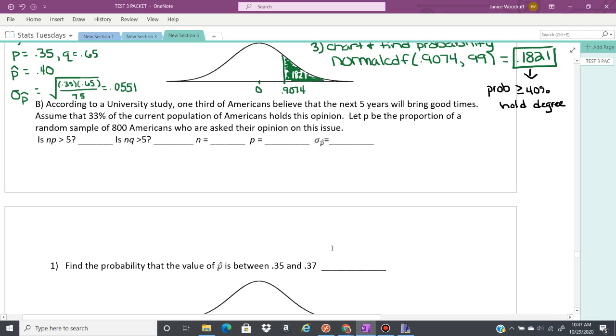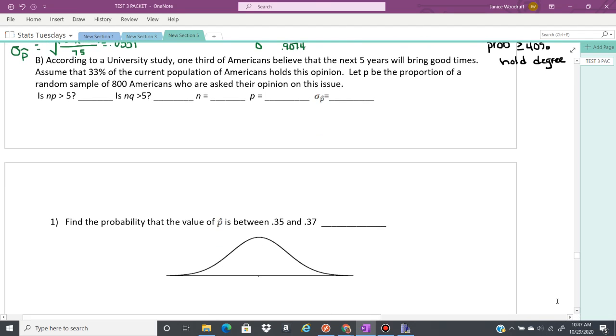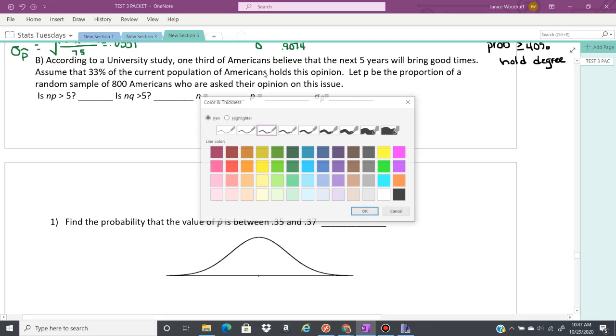All right, so B, we have another example here. According to a university study, 1/3 of Americans believe that the next 5 years will bring good times. Assume that 33% of the current population of Americans hold this opinion. Let p-hat be the proportion of a random sample of 800 Americans who are asked their opinion on this issue. All right, so we're going to pull out the relevant information here that we need.